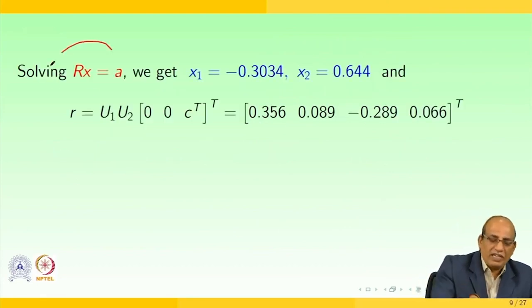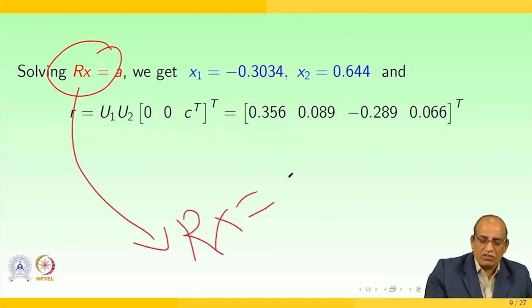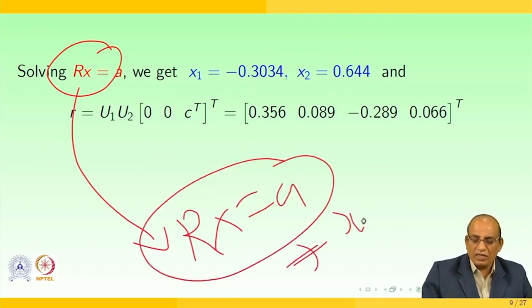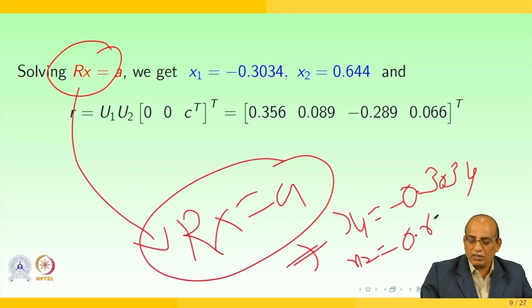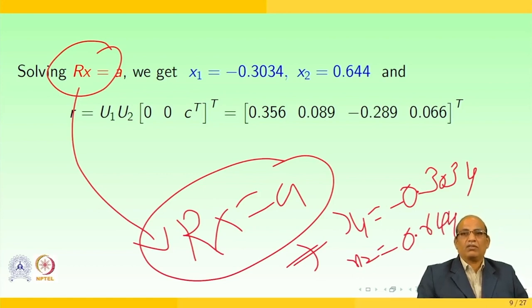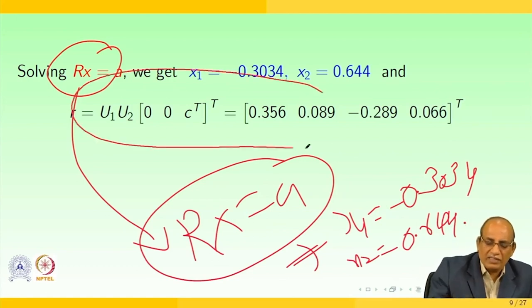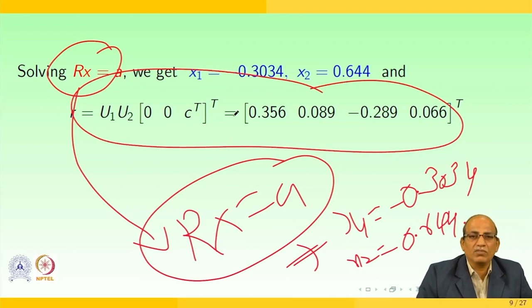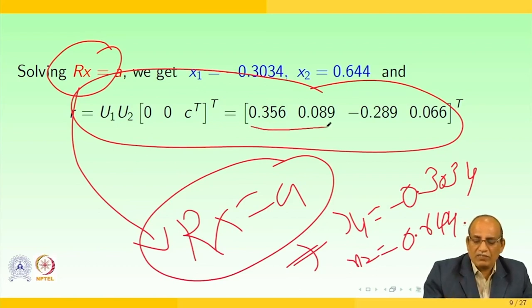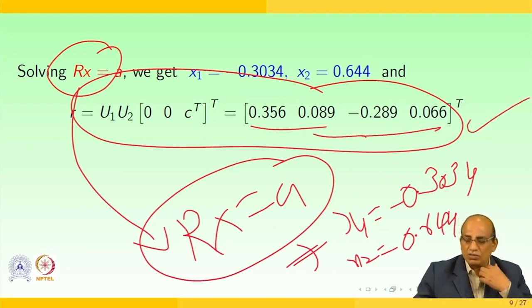Well, when you solve this equation, Rx is equal to c, you get x1 is equal to minus 0.3034 and x2 is equal to 0.644. Right? So you get the vector x1 as 0.3034 and x2 as 0.644. Therefore, you are able to get r is equal to U1 times U2 transpose, U1 times U2 times c1, c0, 0, 0, c1 transpose, plus like this, you get 0.356, 0.089, minus 0.2589, 0.066 transpose. Right?